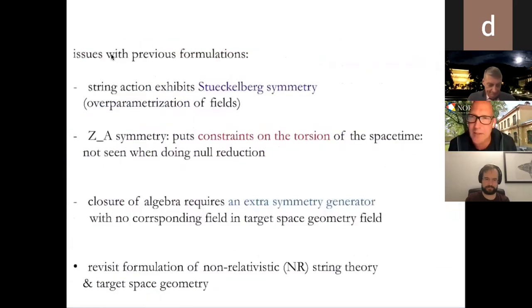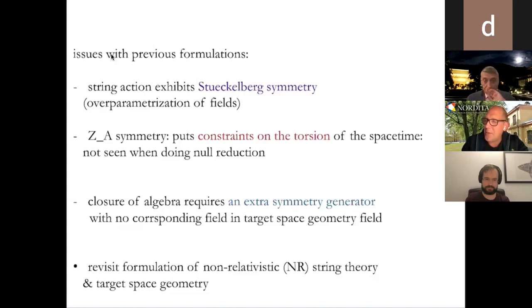Now, where this talk starts is that there are some issues with these formulations that were found in the last years. One is that the string action formulated on the strings in Newton-Cartan geometry exhibits a Stueckelberg symmetry. A priori, there's of course nothing wrong with that. With the Stueckelberg symmetry, it means there's some kind of field redefinition that leaves the action invariant. But it suggests that there is an over-parameterization of fields and perhaps alludes to there being a simpler formulation in terms of a smaller set of fields.